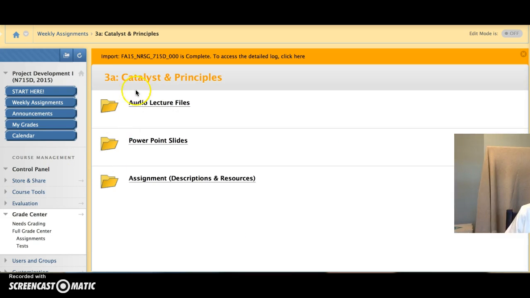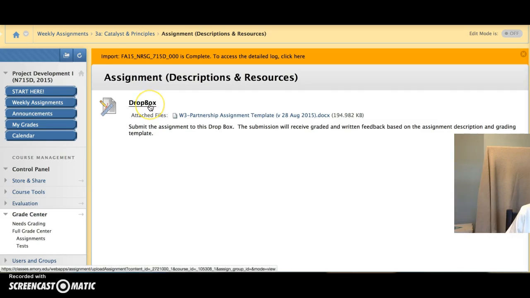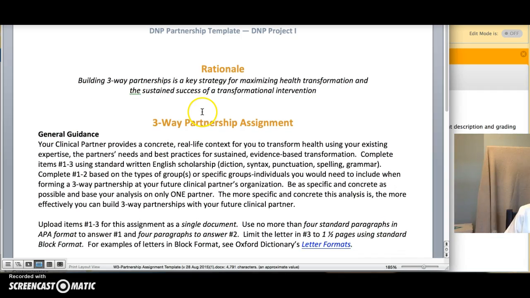So here we are together on Blackboard. We've gone to the weekly assignments, and now let's select the assignment descriptions folder and see what we have ahead. You can see here's the Dropbox. Once you've submitted the assignment, you click on the Dropbox here to submit it. It has the date and time stamp when it's due, and as always, the assignments are due Tuesday at 11:59 p.m. the week following when they were assigned. So let's open the template and see what's ahead for us.